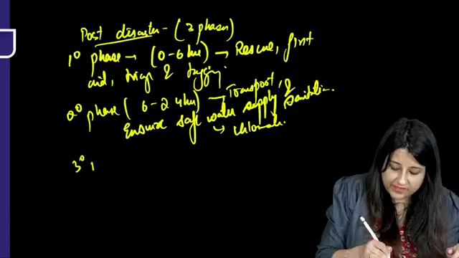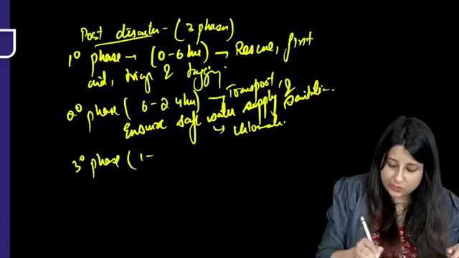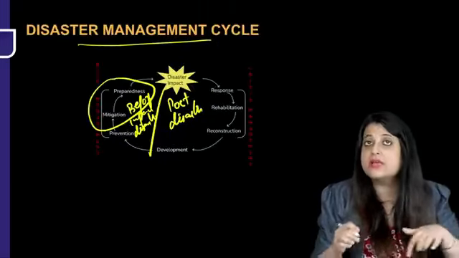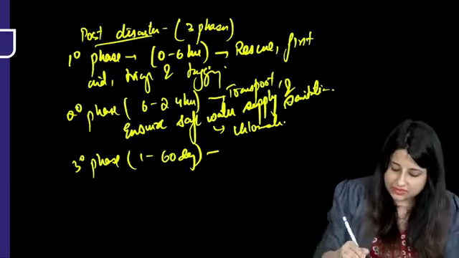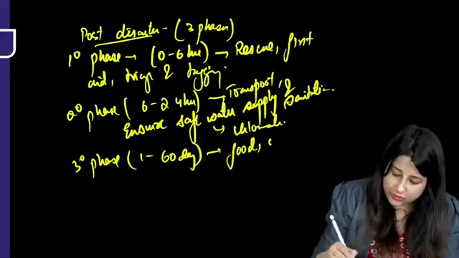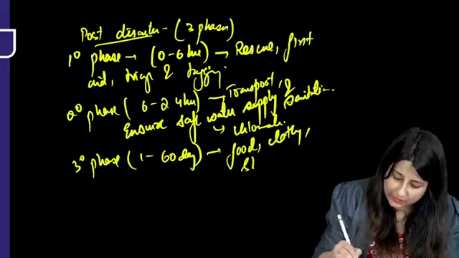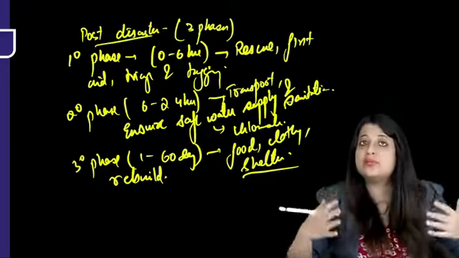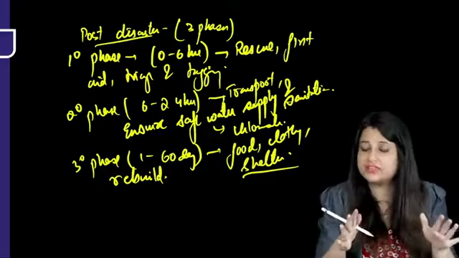Then tertiary phase mein kya hota hai? This lasts from 1 to 60 days. Now in this, what are we doing? This last thing: rehabilitation, reconstruction. So we are trying to provide roti kapda makan, which is food, clothing and shelter to everyone. And we are trying to rebuild or reconstruct everything. These are the 3 phases.